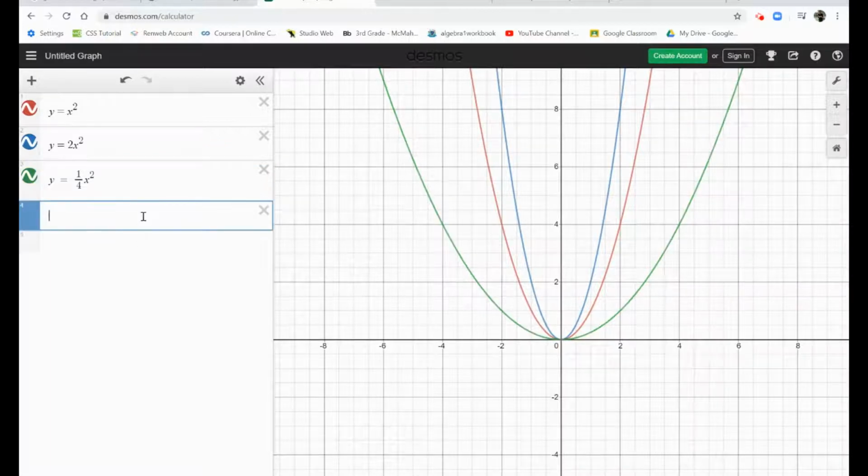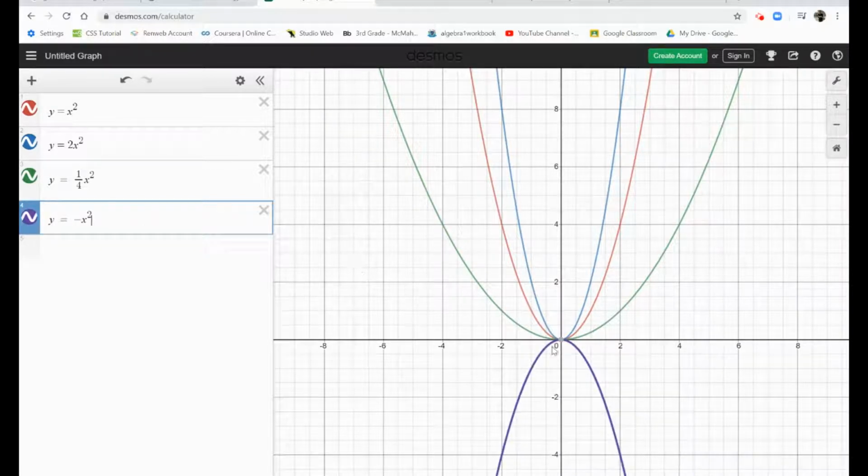Now let's see, what if I did a y equals negative x squared graph? What would that look like? A negative x squared graph. Now it's opening downwards. This is called a reflection in math because it's reflected across the horizontal x-axis. Right now the graph is opening downward, which is called a reflection.